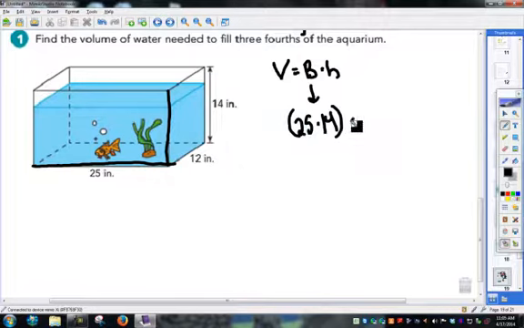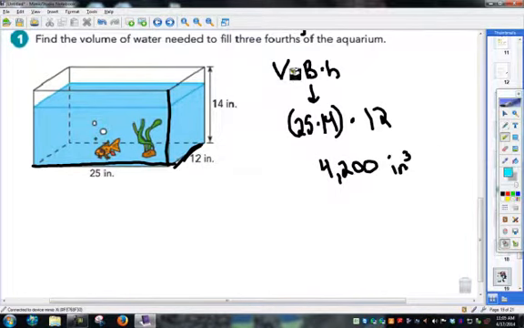And then what's the distance between the two bases? It is 12. So then I do that. I figure out the volume. 25 times 14 times 12 is going to give me 4,200 inches cubed.